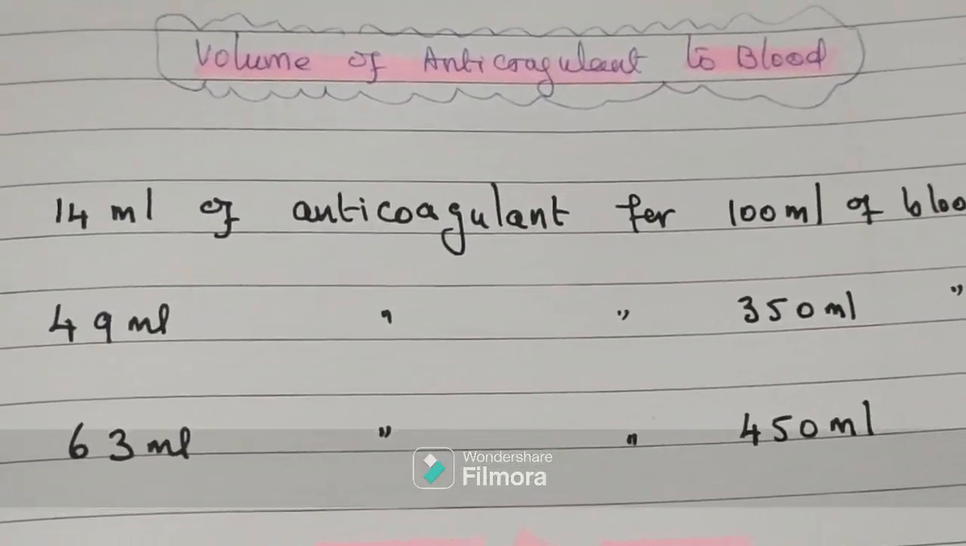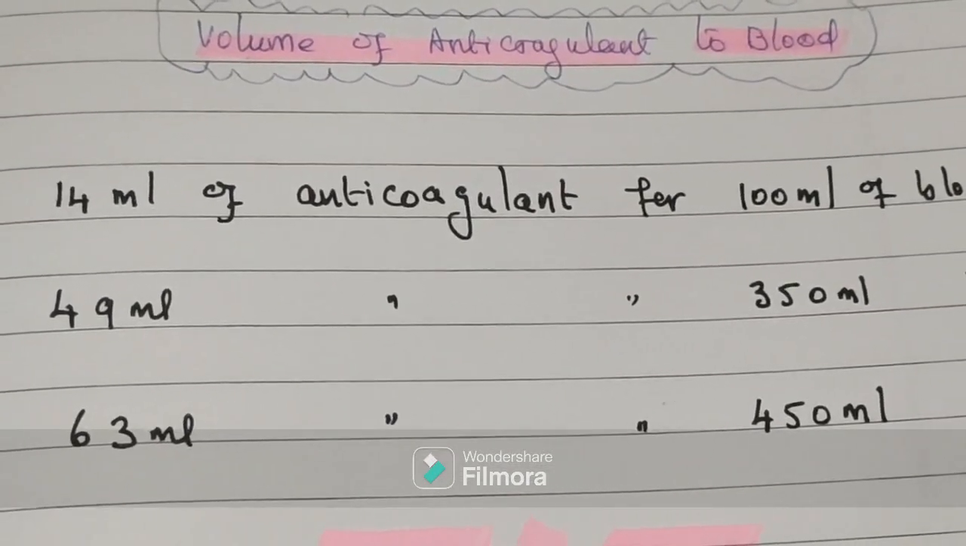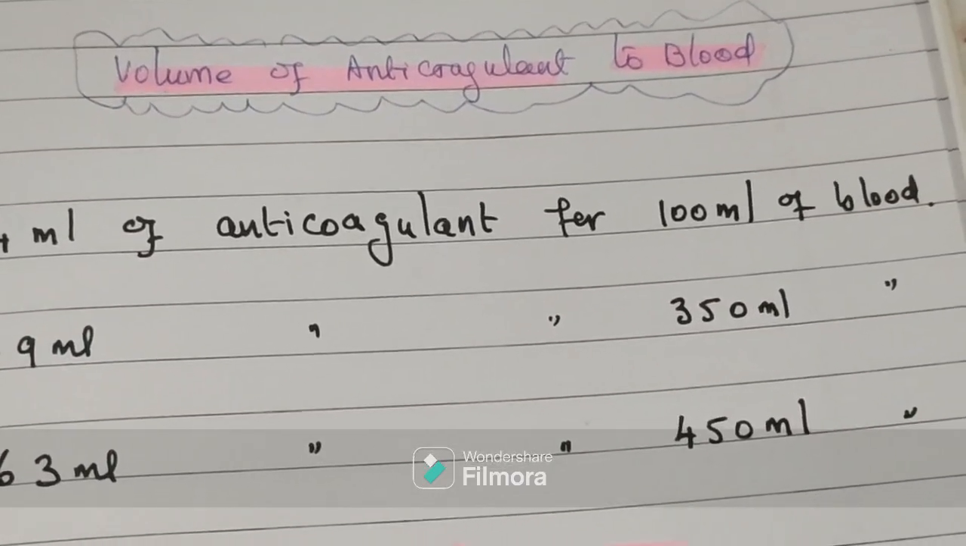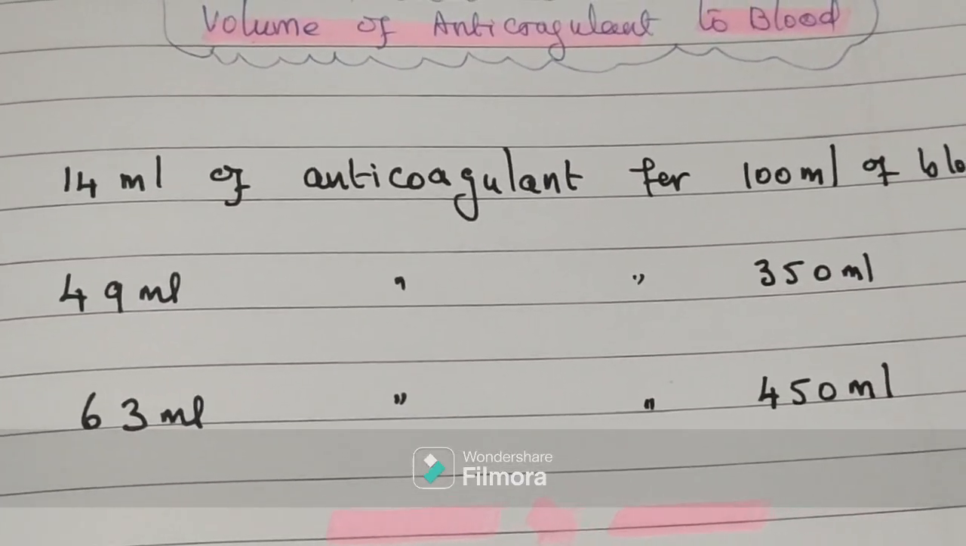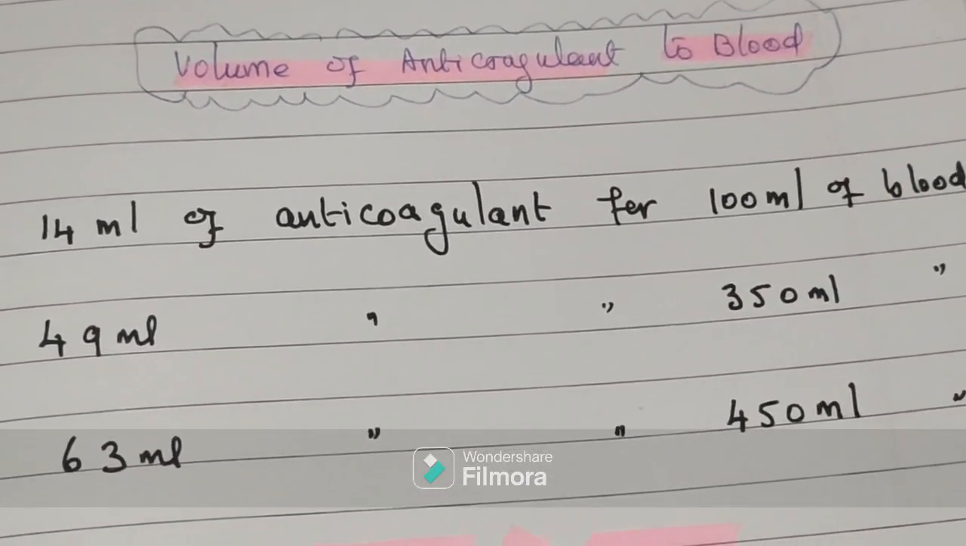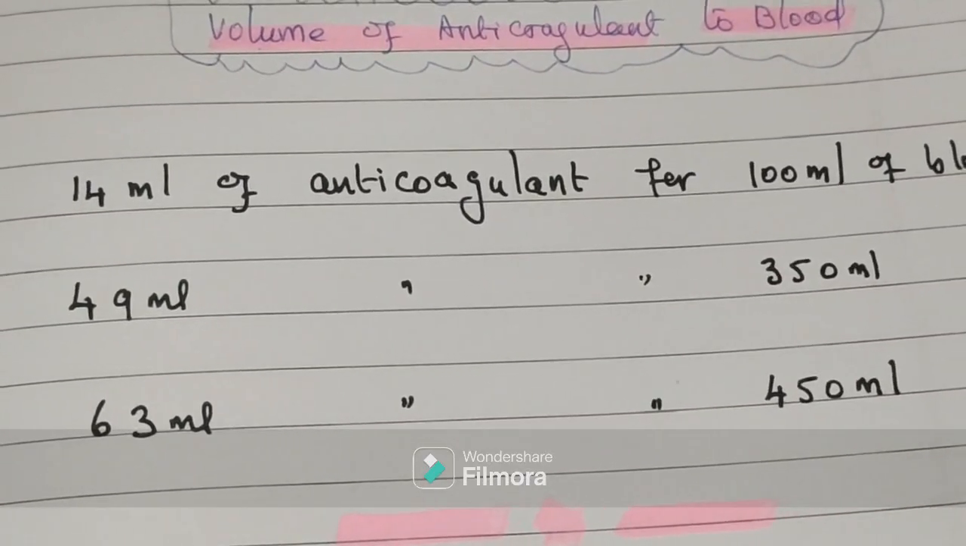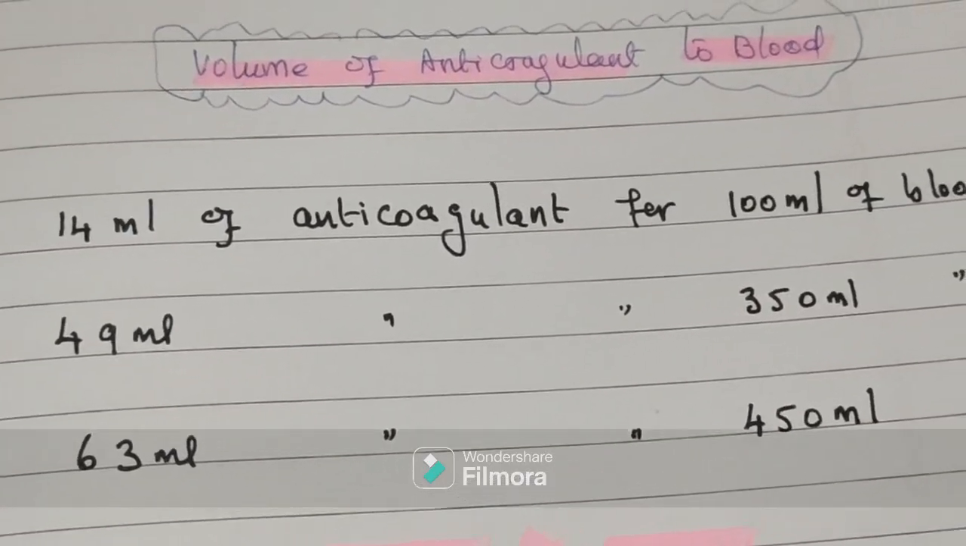Finally, how much volume of anticoagulant do we take for how much blood? For 100 ml of blood, we use 14 ml of anticoagulant. For 350 ml of blood, 49 ml of anticoagulant. For 450 ml of blood, 63 ml of anticoagulant.